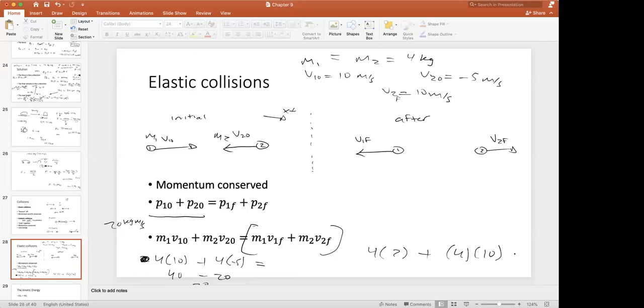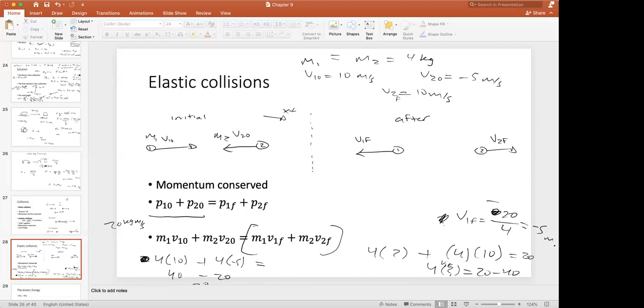So this has to equal 20. And I have plus 40, so 4 V1 final is equal to 20 minus 40, or, I shouldn't call it question mark, V1 final is 20 divided, with a negative sign, divided by 4, which is -5, right? V1 final. And we already knew that though, right?